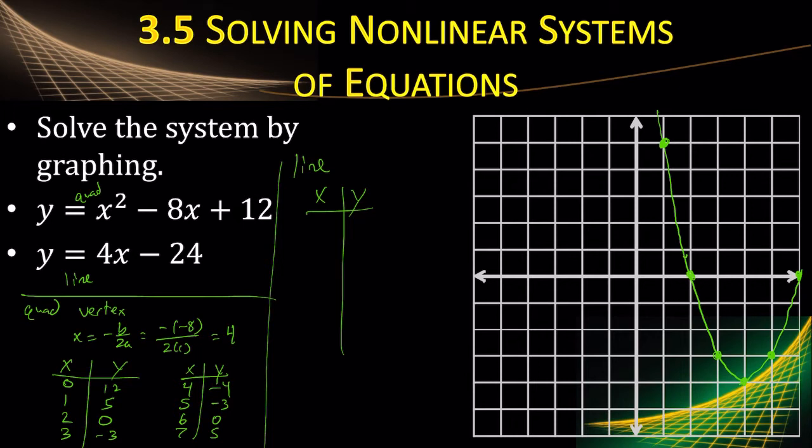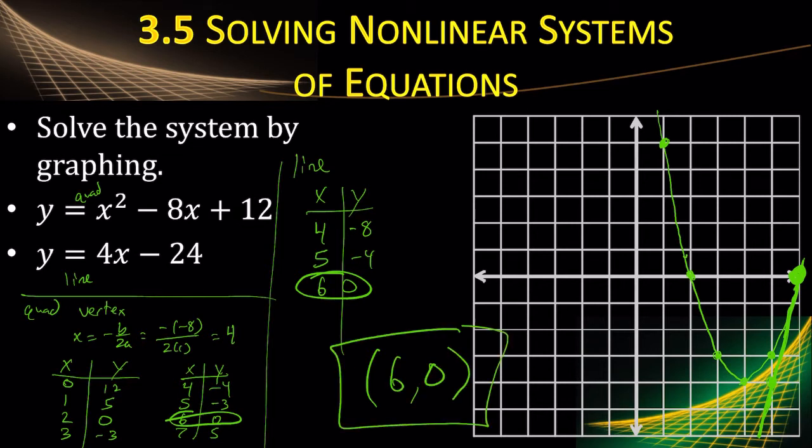I can see that 4 is with negative 8. 5 is with negative 4, and 6 is with 0. So if I plot those points, oh wait, negative 8 doesn't fit. 5, negative 4, and 6, 0. So that's actually way over here. And notice they both have this point, 6, 0. Right there. So our answer is 6, 0, because that is the point that both of the equations go through.